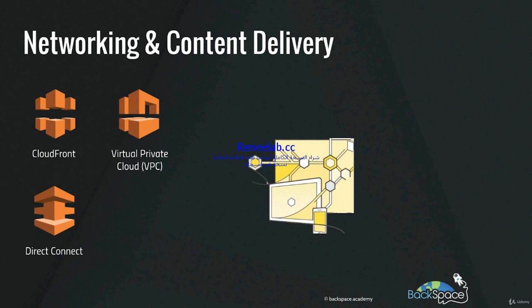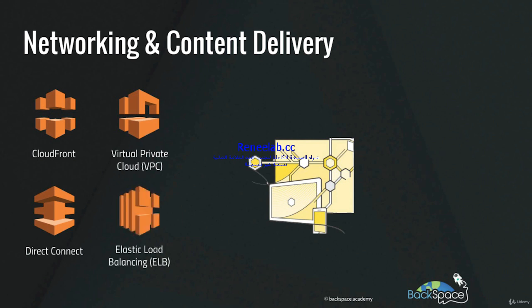AWS Direct Connect is a high-speed, dedicated network connection to AWS. Enterprises can use it to establish a private connection to the AWS cloud in situations where a standard internet connection won't be adequate.